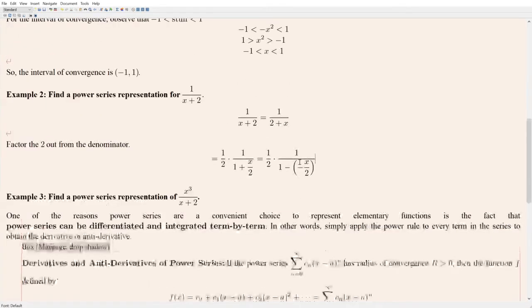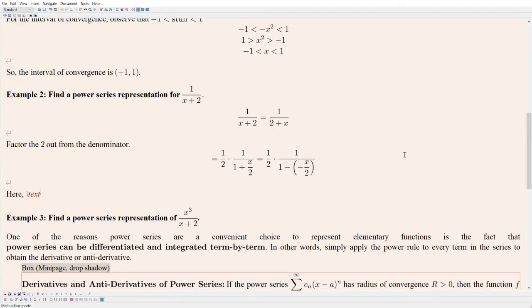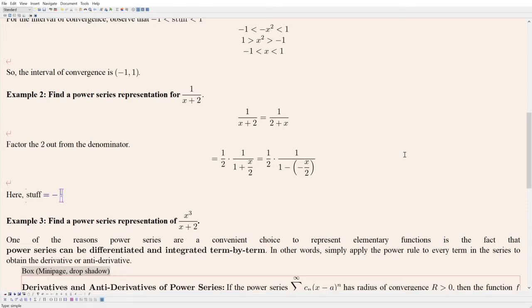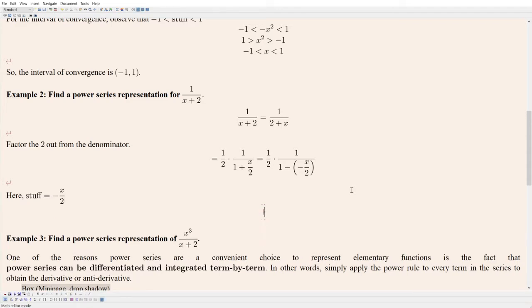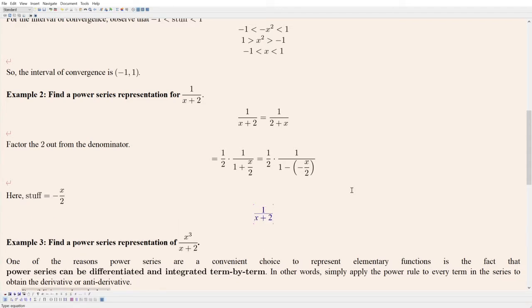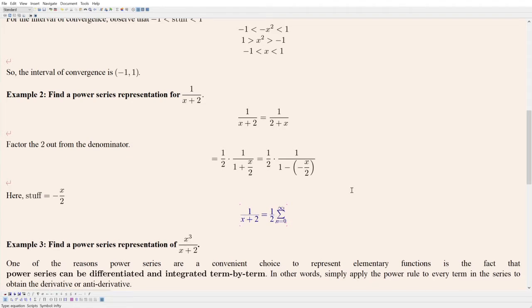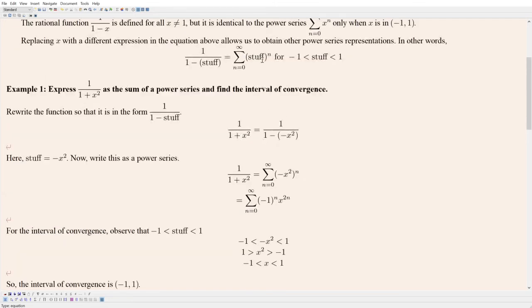Okay? So, we've got a 1/2 hanging out in the front, but that's fine, because this chunk we can now turn into a power series. So here, stuff is equal to negative x over 2. So we have 1 over x plus 2, which is the function that we started with, is the same as 1/2 times the sum as n goes from 0 to infinity of stuff to the n.